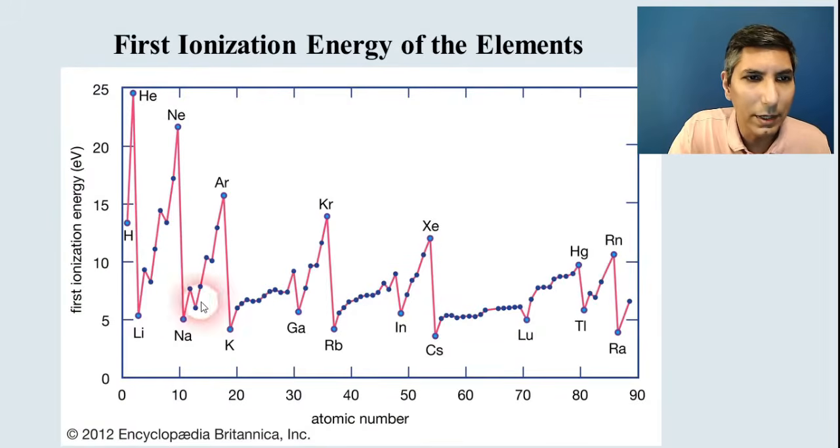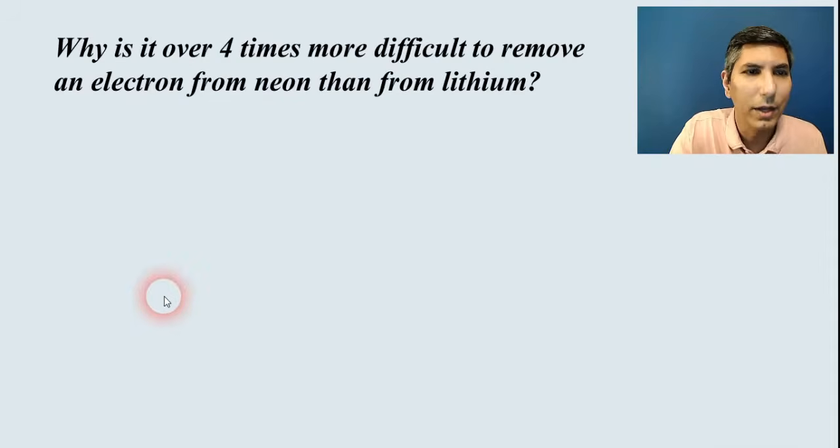Now, let's think about why this is the case. Why does it increase as we go higher? So as you look at the table here, you see that neon is in the area of something like 22 electron volts, whereas lithium was only like 5 or 6. So why is it over 4 times more difficult to remove that electron from neon than it is from lithium?